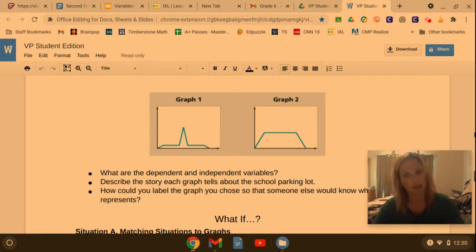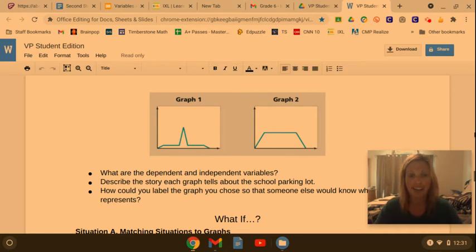So if I were with you in class, I would ask you right now, what do you think are some scenarios that would take place if this were our school parking lot? And I'm thinking that some of you may tell me maybe graph 2 is what you would normally see during the school day, where there's an incline because all of the teachers and staff members come to school in the morning. And then we have that steadiness throughout the day where all of the cars stay in the parking lot. And then after school, there's a decline because the teachers and staff members leave and go home for the day.